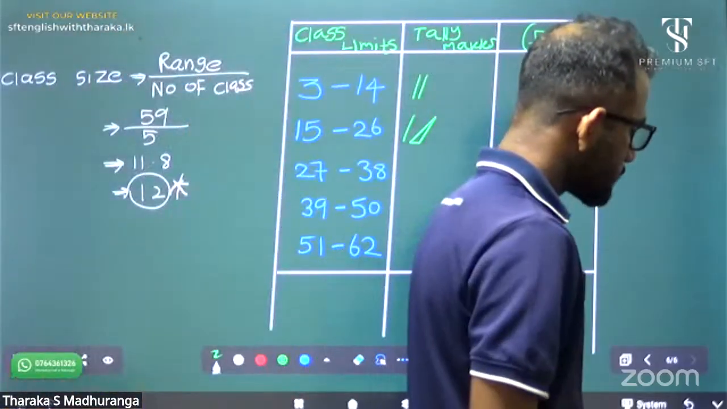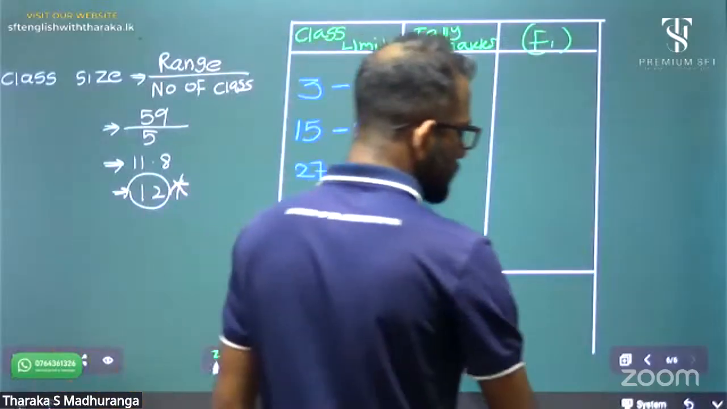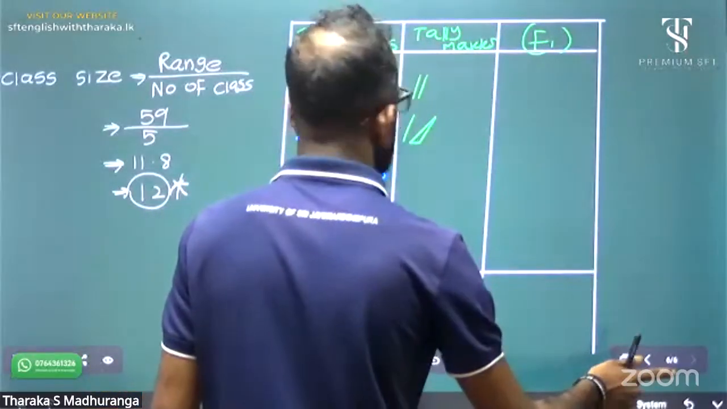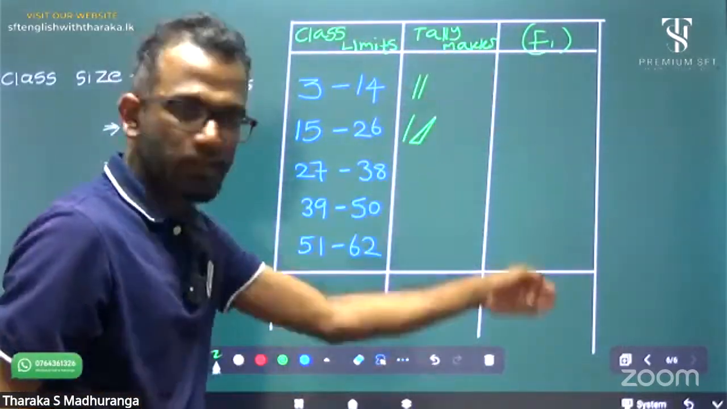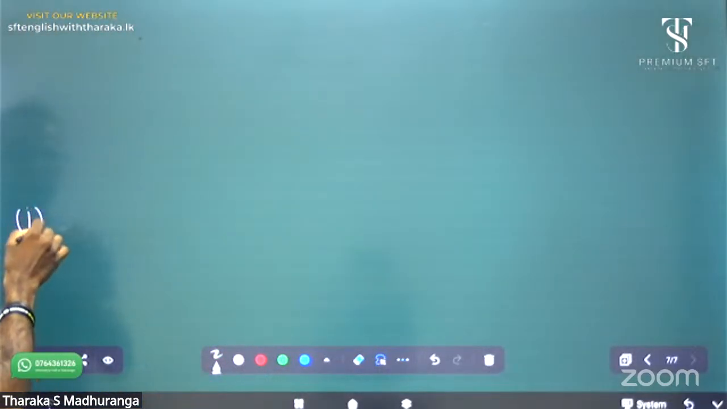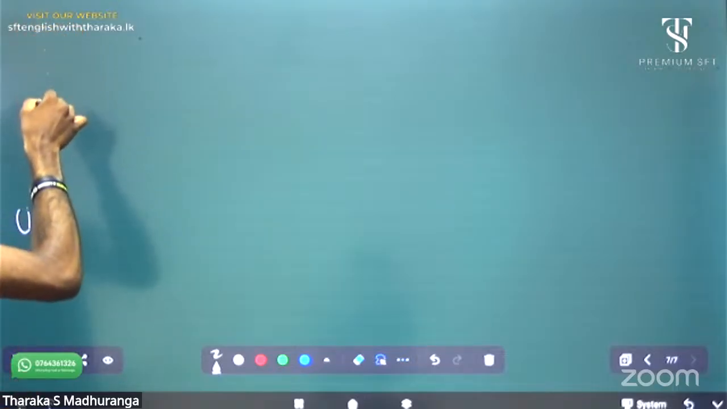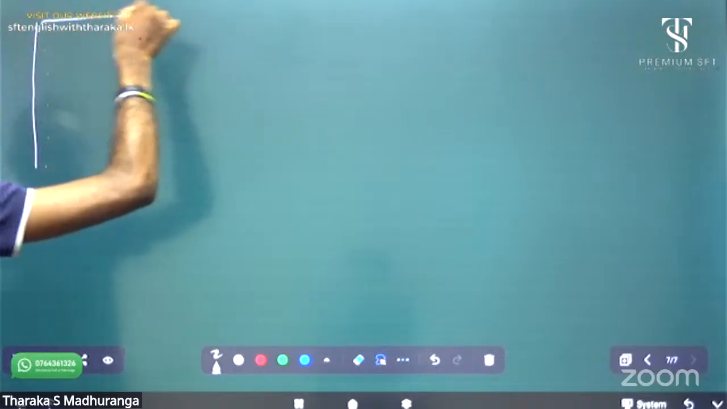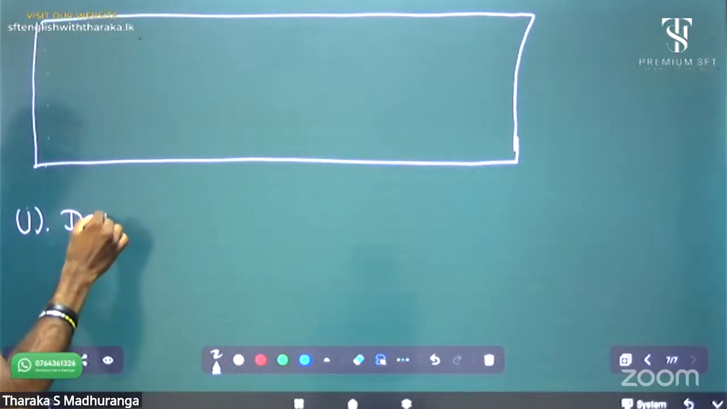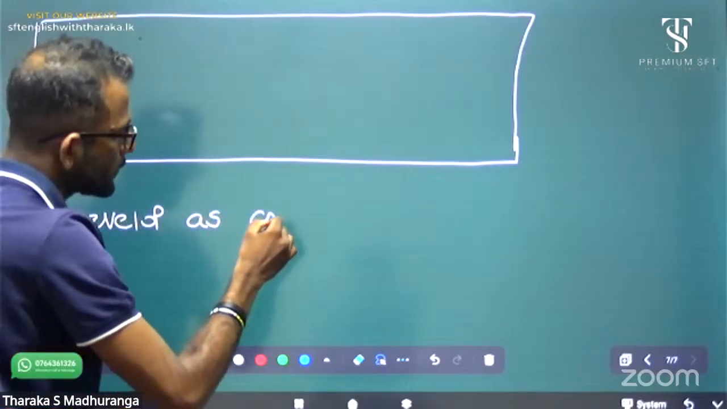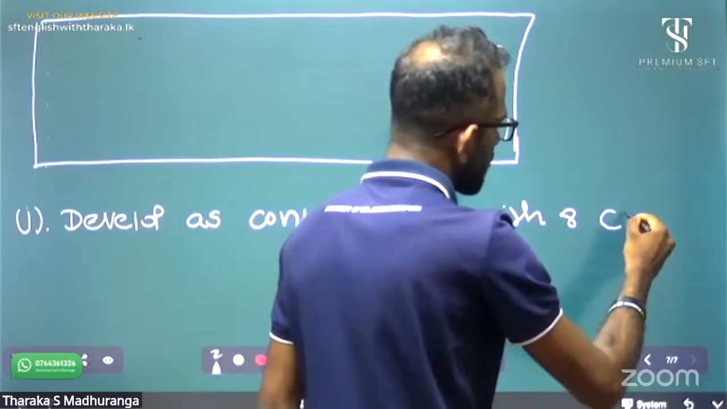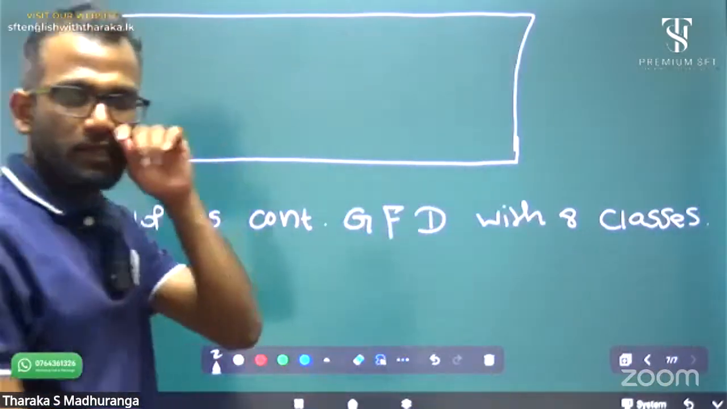Can you complete your table and write down your homework? Write down your homework. Complete this table. It was tally marks, we have to put on this side. Okay, write down your homework. First part. Keep the 1, 2, 3, 4, 5, 6 rules above. There is an empty space here. And develop. Write down the first part. Develop as a continuous group frequency distribution with 8 classes. Wait, 8 classes.